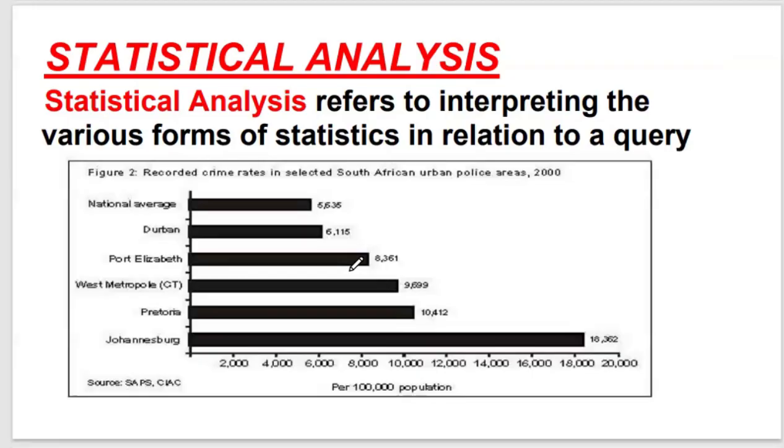We have a question: which city in South Africa is most prone to crime activities? We can check here. Durban has got 6.115. Port Elizabeth has got 8.361. West Metropolitan has got 9.699. Pretoria, 10.412. Look at Joburg. Joburg with 18.362, which means our answer to the question should be Joburg if we're worried about statistics in terms of criminal activities.